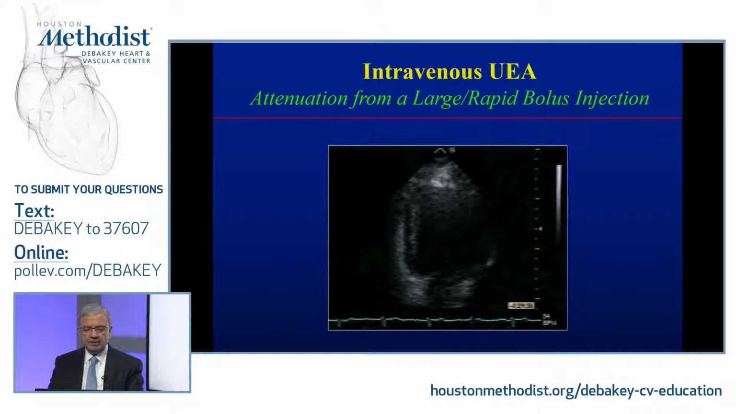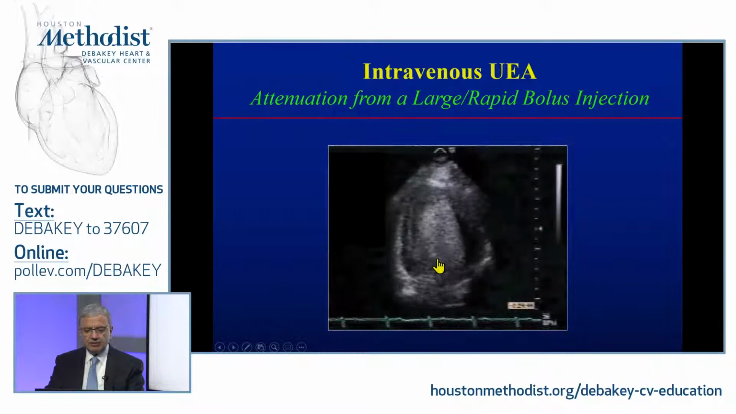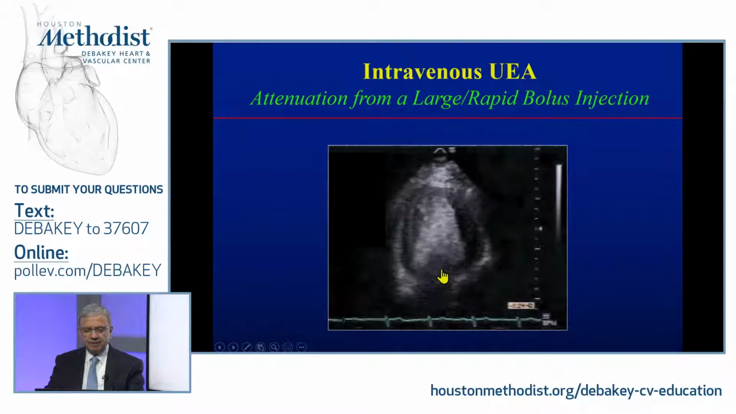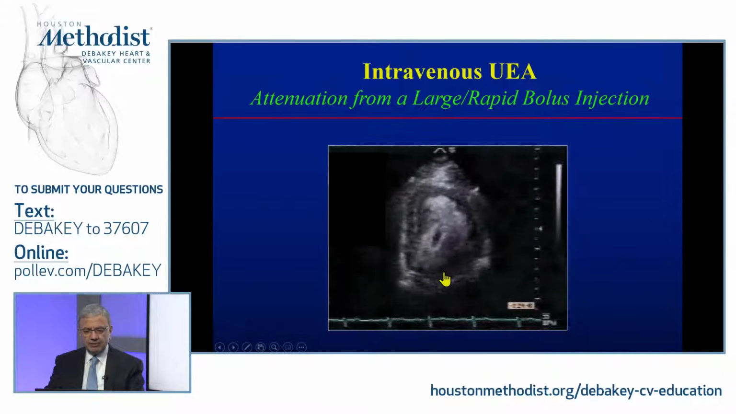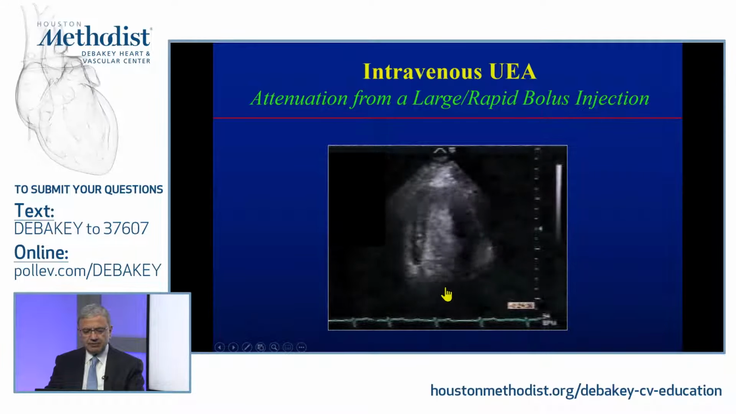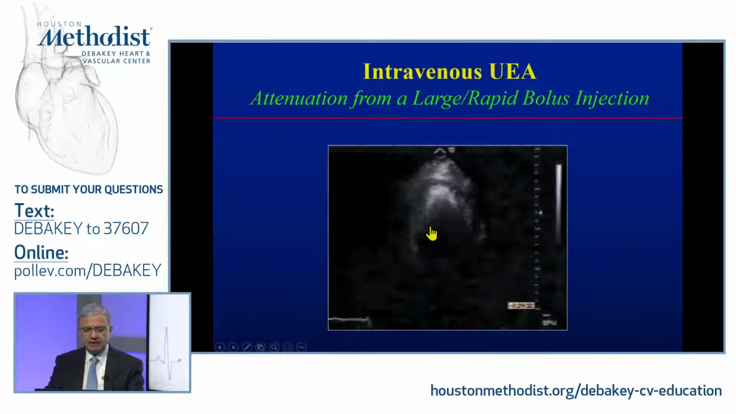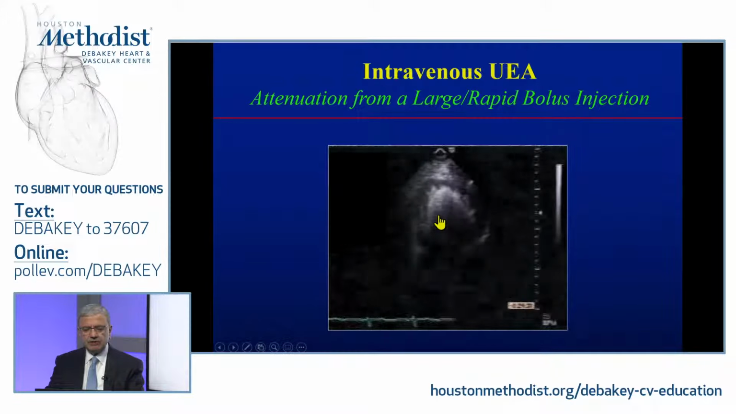So let's take a look in this image here. The contrast is injected on the right side. Left side is starting to fill, but this is a large and rapid bolus injection. Initially I see nicely, but now you start to see the shadowing because this wavefront here has a very high concentration of contrast.